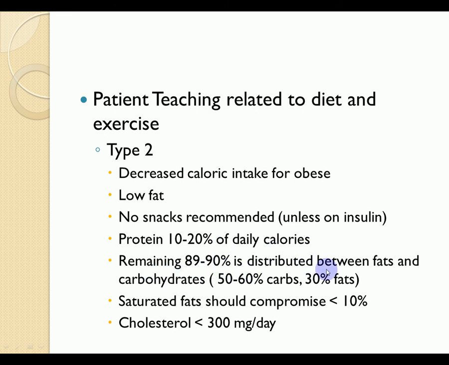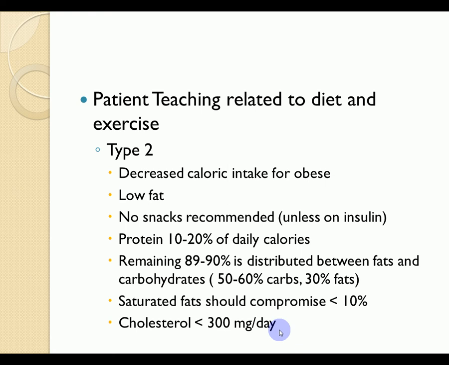89 to 90% is distributed between fats and carbs, with 50 to 60% going to your carbs and 30% going to your fats. Saturated fats should comprise no more than 10%, and cholesterol about 300 milligrams per day. Why less fats? Because of the known increased risk of MI, strokes, and other blood vessel diseases.